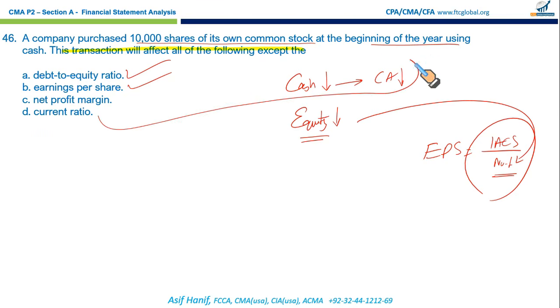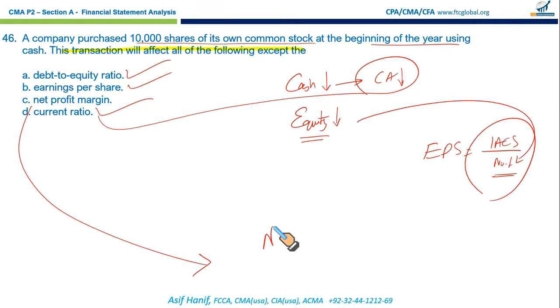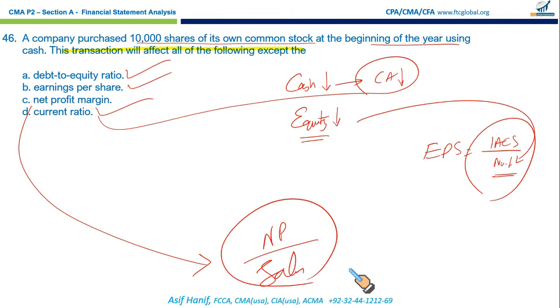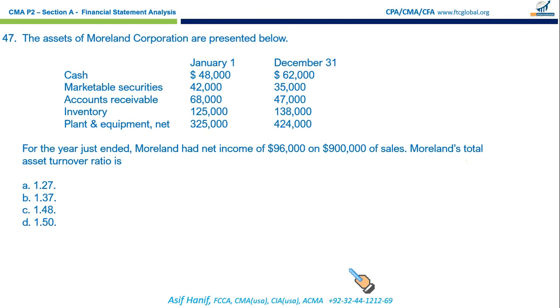Current ratio would be affected, yes, since current assets have fallen because we have used cash to buy our own stock. Net profit margin is calculated taking net profit and expressing it as a percentage of sales. Both of these are unaffected, so the ratio that is not changed is net profit margin. Excellent, result C. Right.